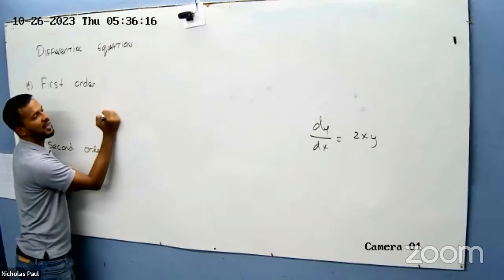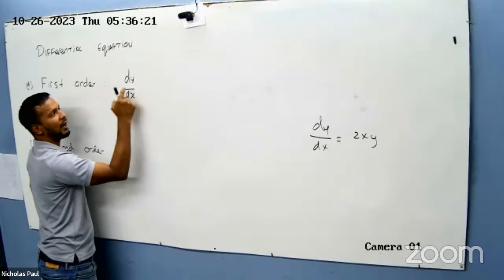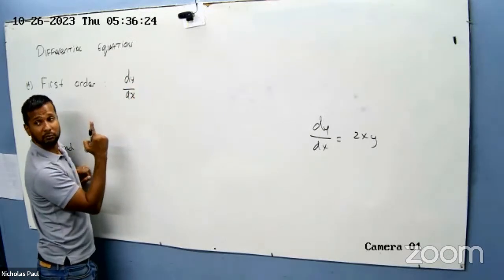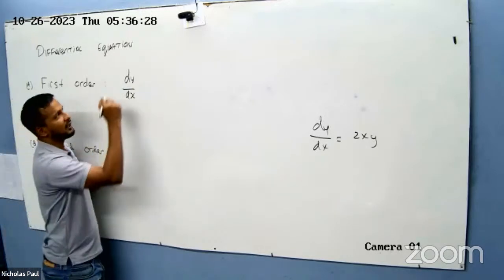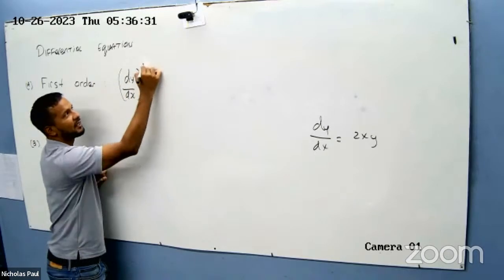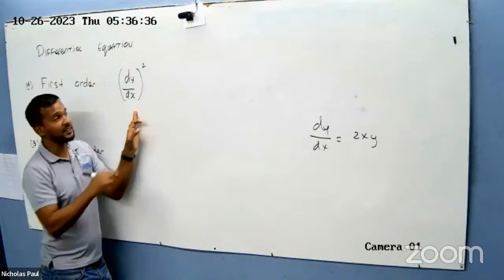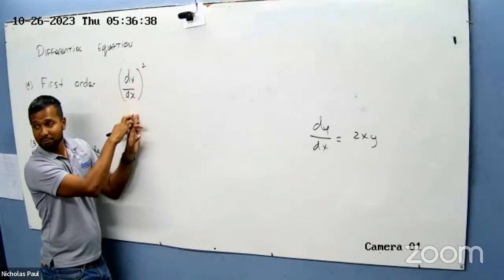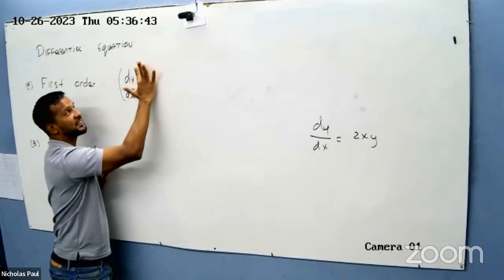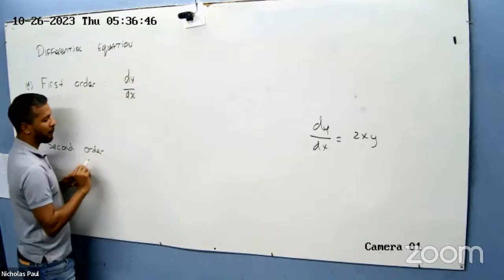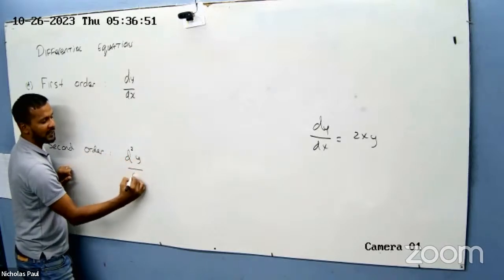How do you identify a first order? They generally look like this: dy dx, where the highest differential is 1. In a second order, the highest differential is 2. But if you were to see this, it does not mean a second order. This just means you're squaring a dy dx. This is a degree of 2. So for first order, the highest power is dy dx. For second order, the highest power is d2y dx squared.